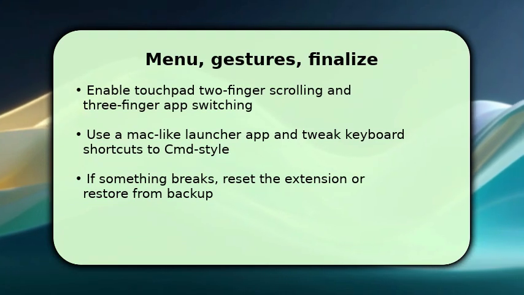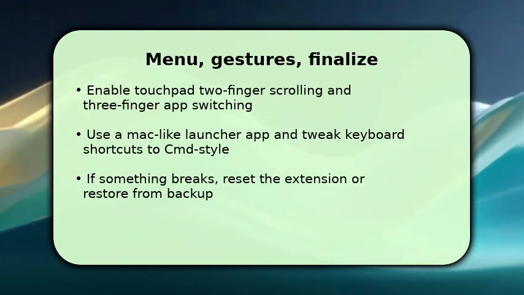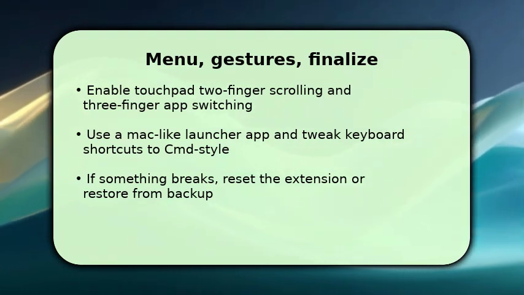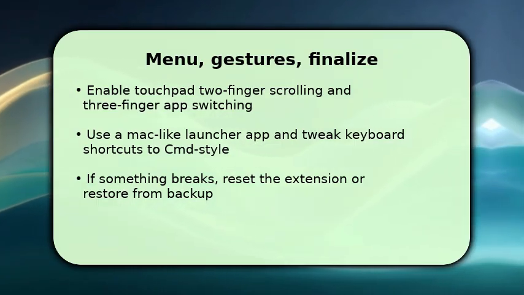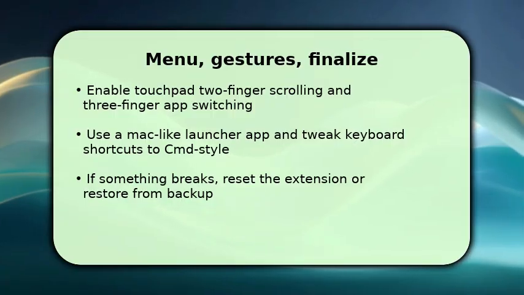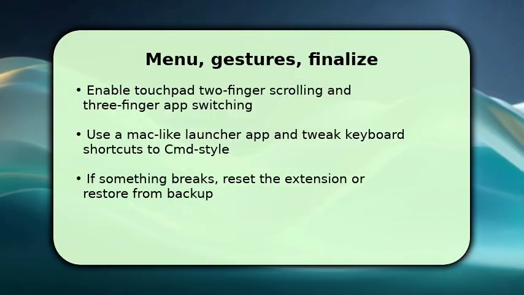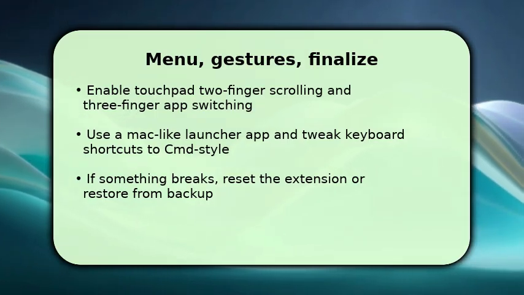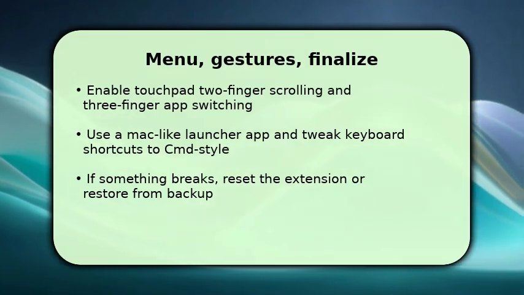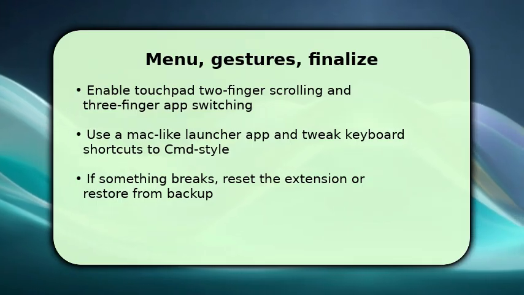Finish by aligning behavior. Enable 3-finger gestures for app switching and 2-finger scrolling so navigation feels native. Install a Mac-style launcher and remap shortcuts to command-like keys where possible, then adjust window snapping and animation timing to match Mac responsiveness. Test apps and the dock. Once satisfied, export settings or create a restore point.